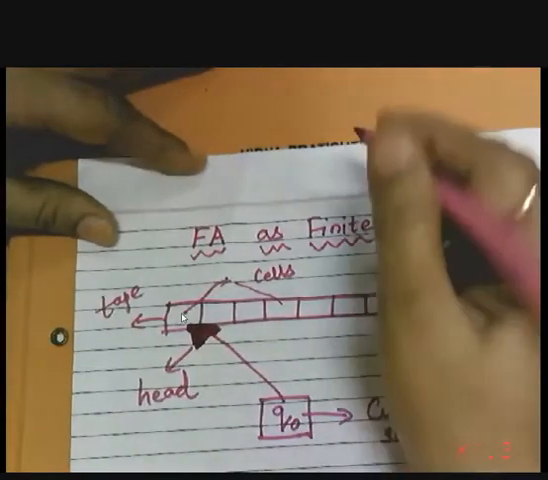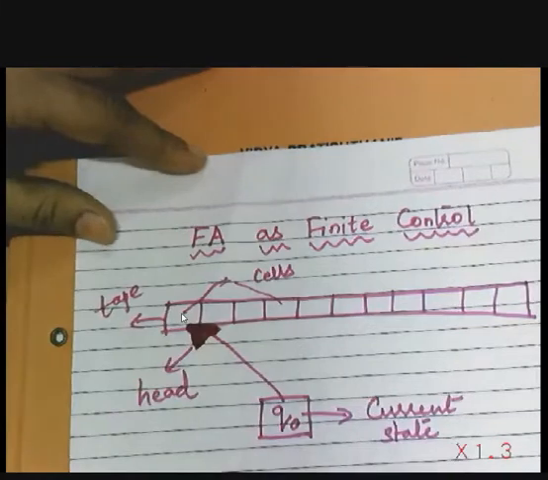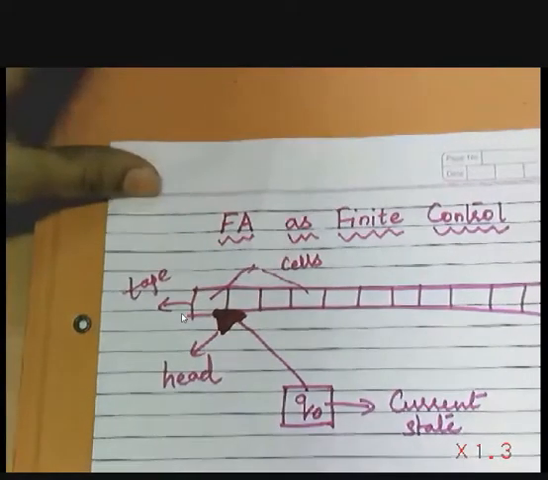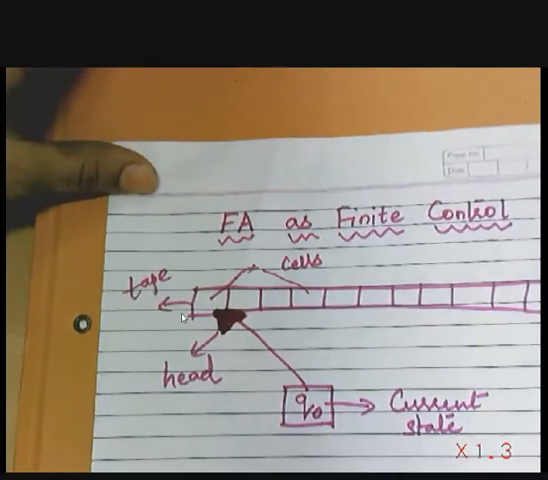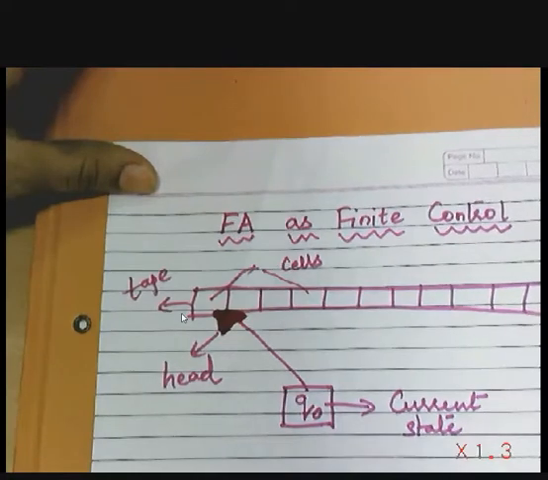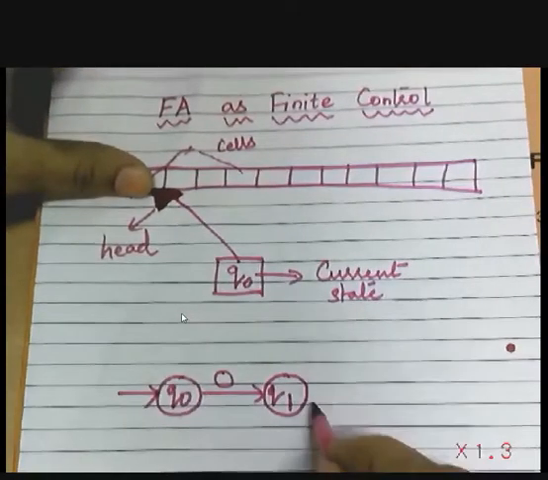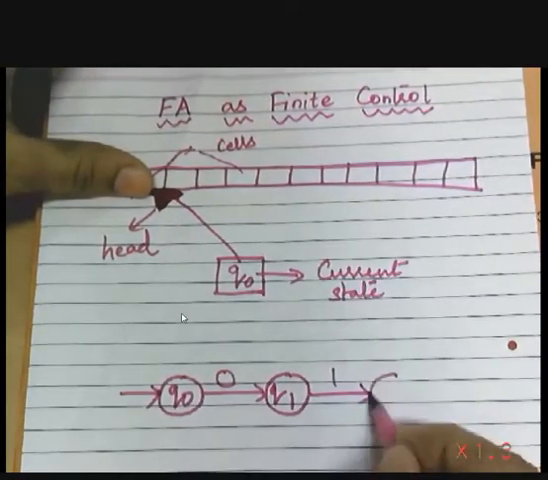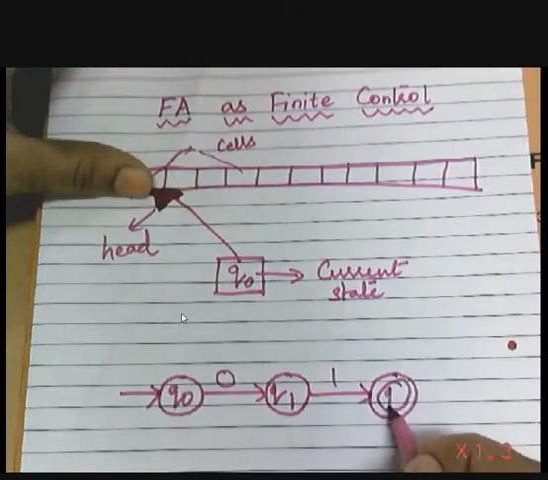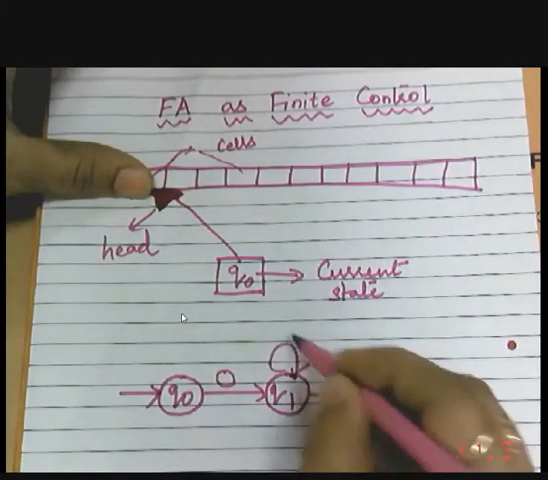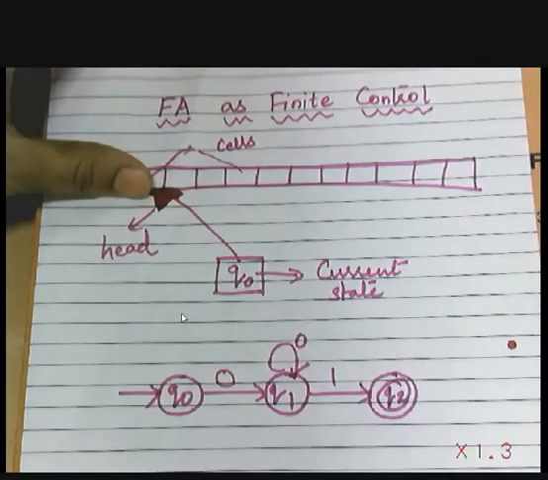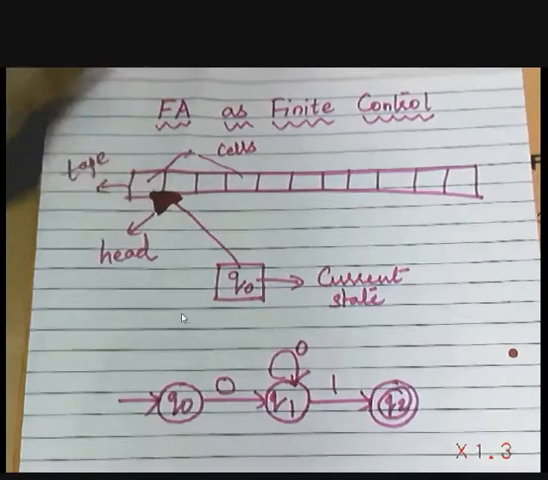If we consider yesterday's example, we considered a finite automata acting as a language acceptor, accepting strings which start with 0 and end with 1, where there can be any number of zeros in the middle. So this was our DFA, right?